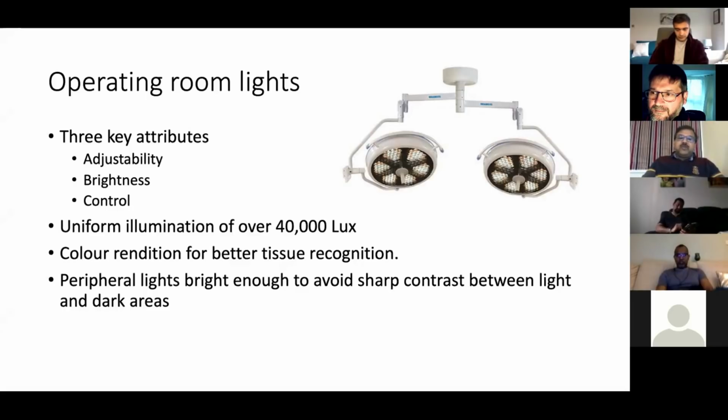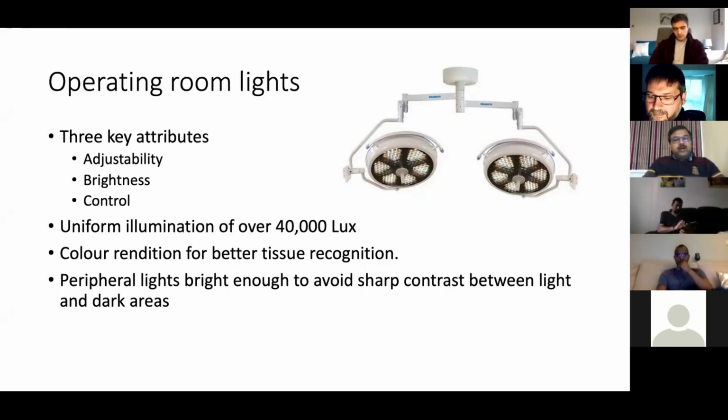So suppose we are operating on a hand, you need a very small area of focus of the light. Whereas if you are doing a hip arthroplasty, you need a larger area. This adjustability of the light should be possible. The brightness should be enough. There should be a uniform illumination of 40,000 lux or more. And the brightness of the light could be controlled.